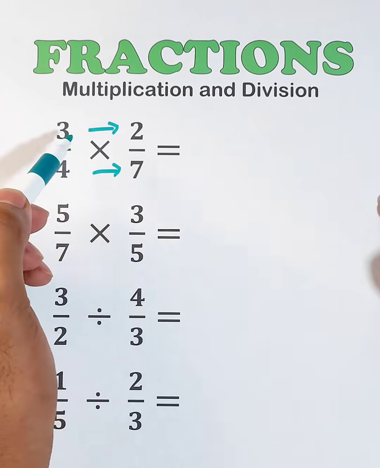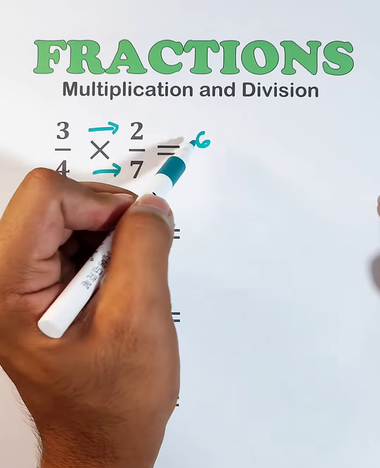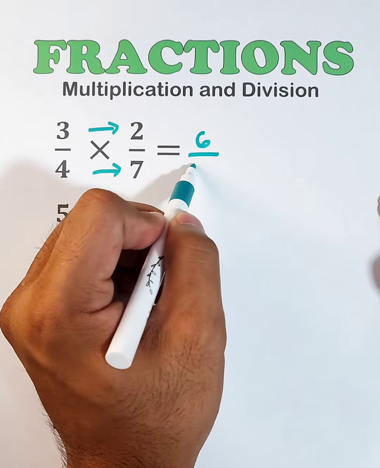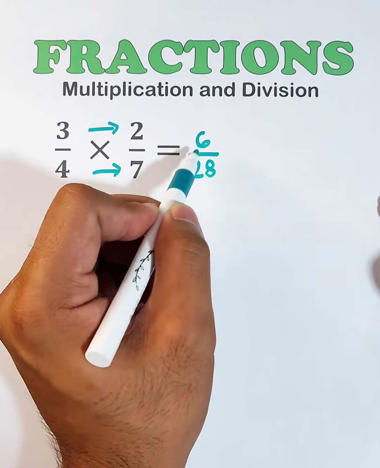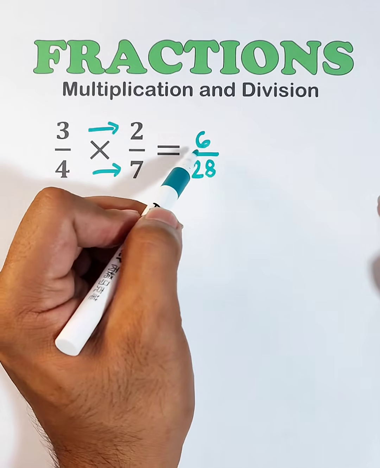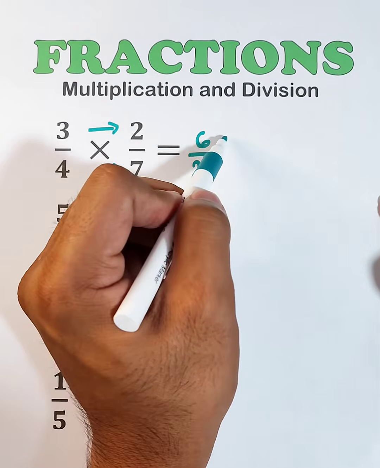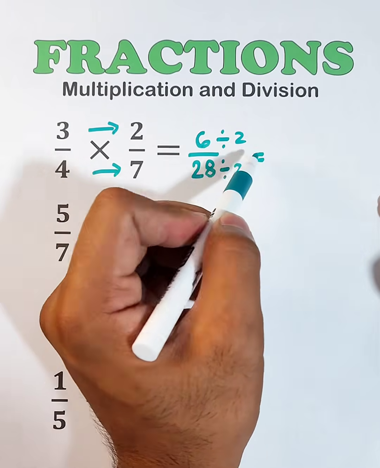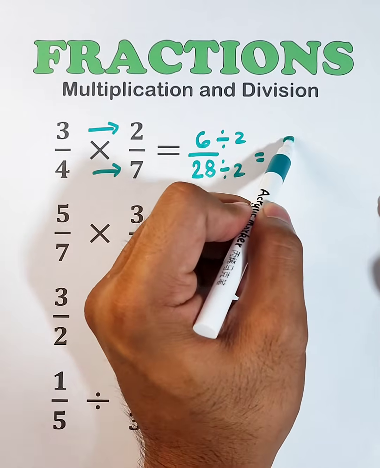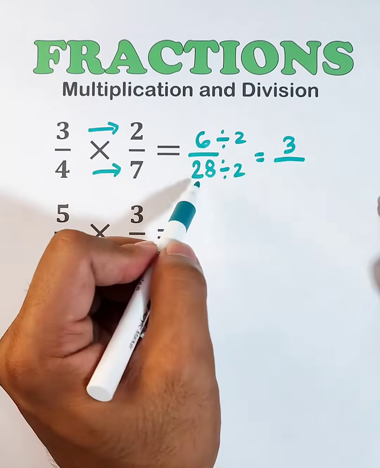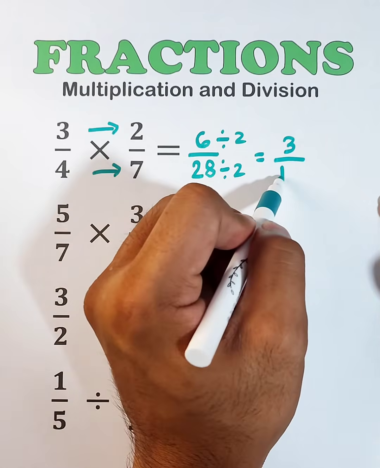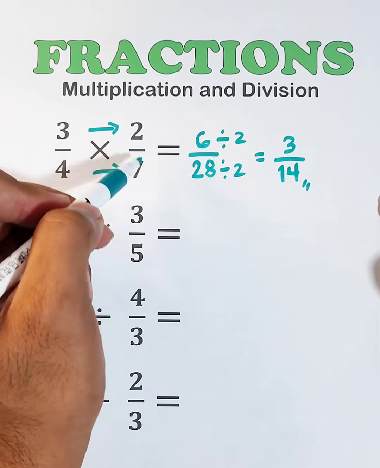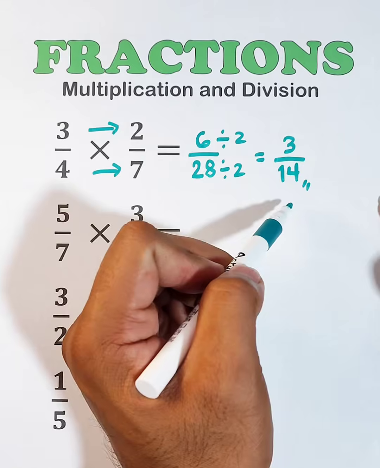Let's get started. 3 times 2, that is 6, over 4 times 7, that would be 28. And to simplify your answer, we can divide the numerator and the denominator by 2. And this is also by 2. And as you can see, 6 divided by 2 is 3 over 28 divided by 2, that would be 14. And now, the simplified product of 3 over 4 and 2 over 7 is simply 3 over 14.